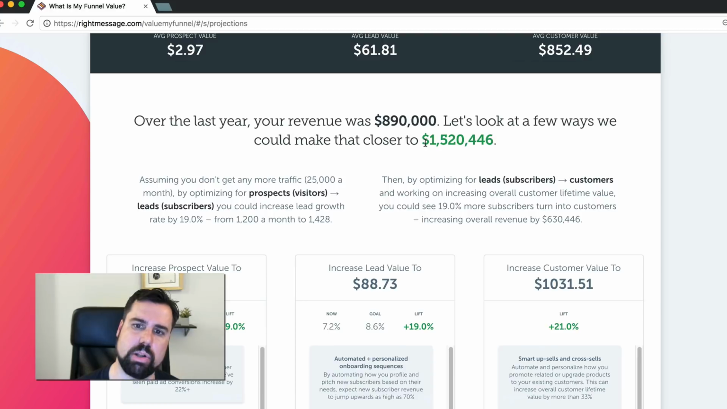So how do we get this number closer to 1.5 million using the traffic you already have without creating new products or anything like that, just by increasing how many people who are currently going to the website end up opting in, and then how many of those who opt in end up buying, and then how many of those who do buy, in my case, end up buying other products I offer.